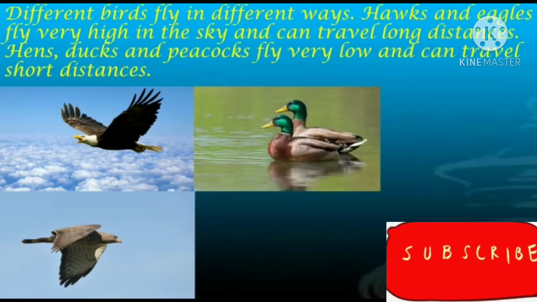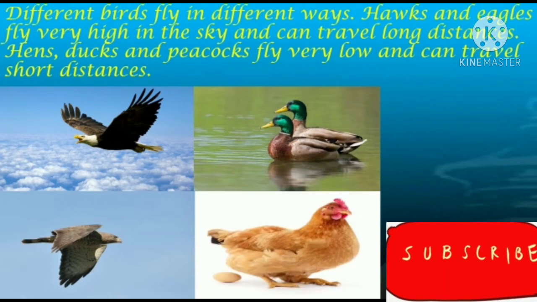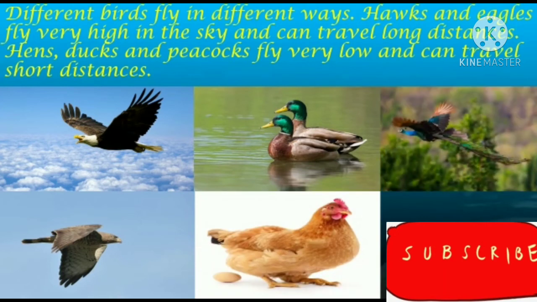Then hens, ducks and peacocks fly very low and can travel only short distances. See students, in the image can you see a hen, then ducks and a peacock? Yes, now these birds cannot travel a long distance. They travel short distances and they cannot fly high in the sky. They fly a little downside only.